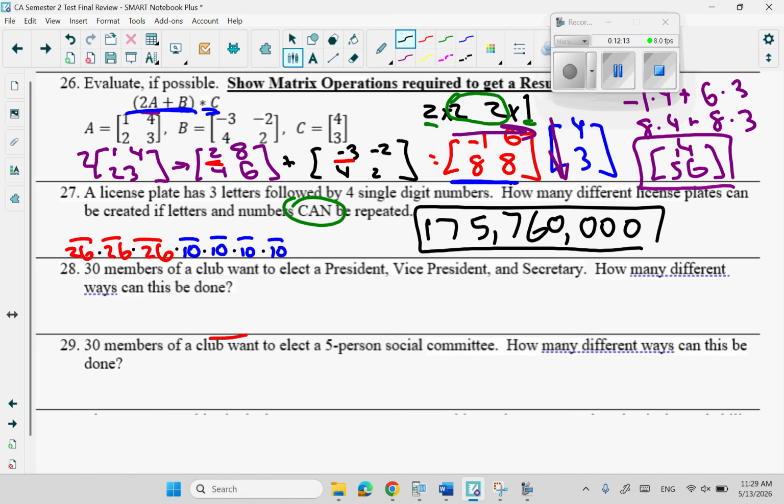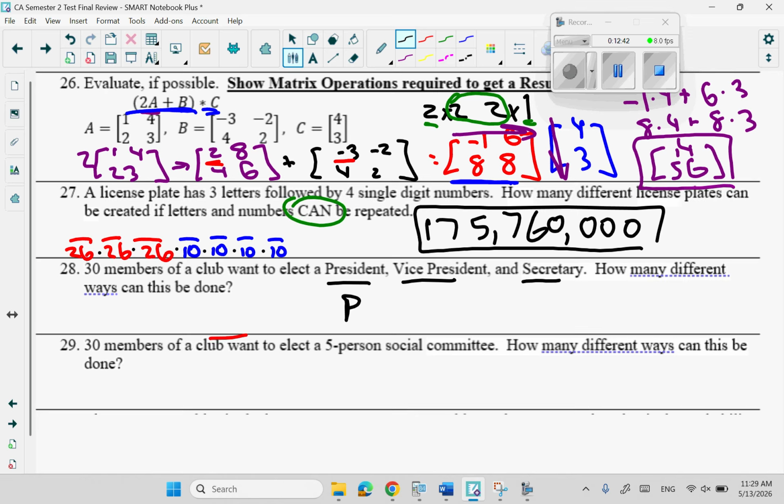Okay. 30 members of a club want to elect a president, a vice president, and a secretary. How many different ways can this be done? So this question is all about asking, if I'm going to choose some things, does the order matter? Well, in this case, I'm selecting 3 spots. And if I'm selected first, or if I'm selected second or third, my responsibilities would be different. So because order matters, this is a permutation.